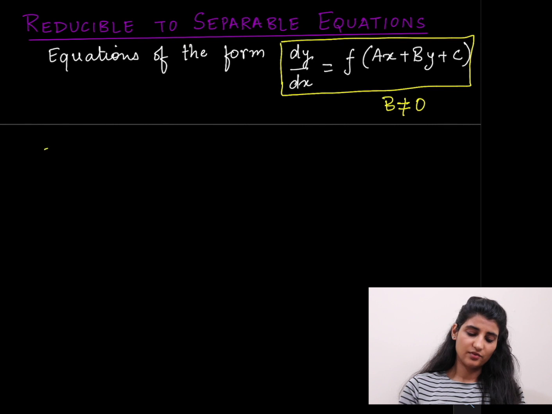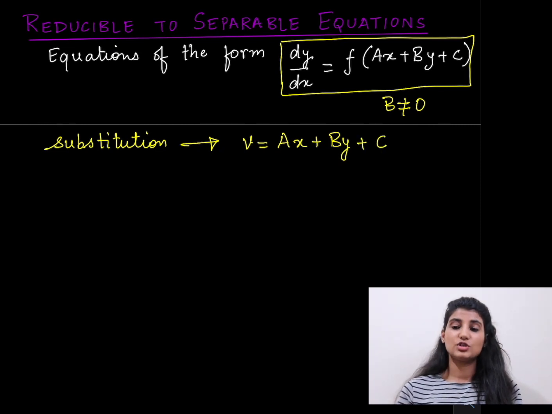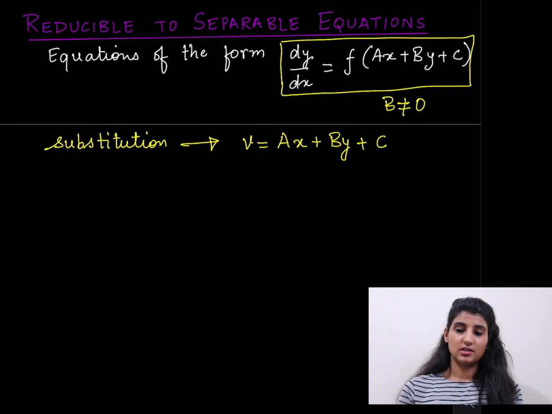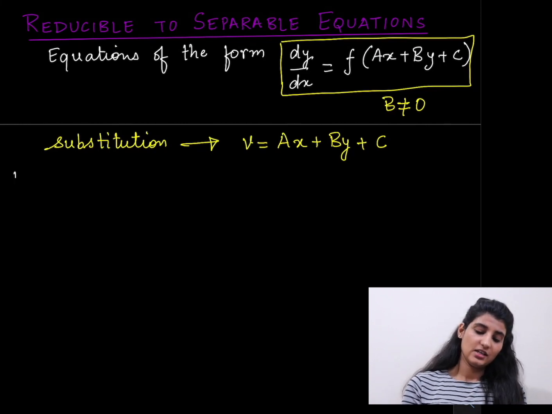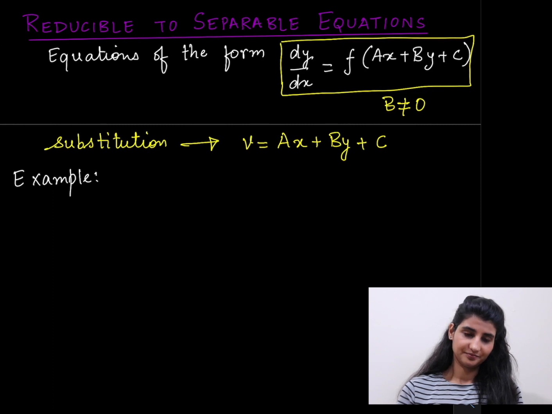And to solve this type of equation is simple. We will use the substitution v equal to ax plus by plus c. This substitution will change our equation to a separable one. Let's see an example just to see how simple these types of equations are. So let's see this example.